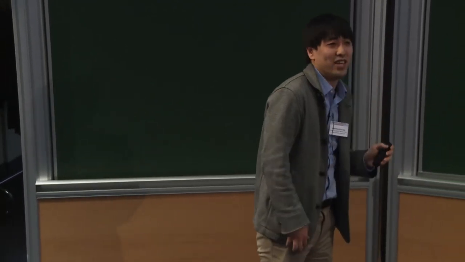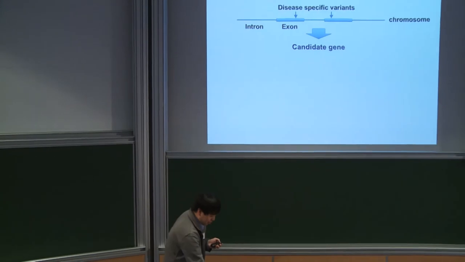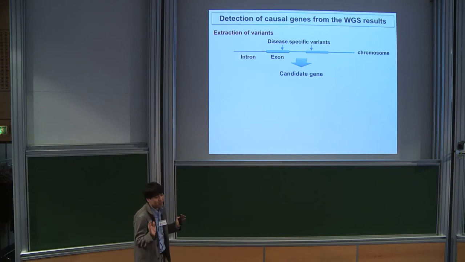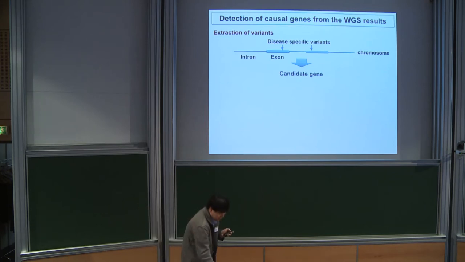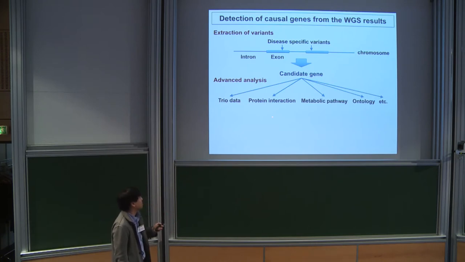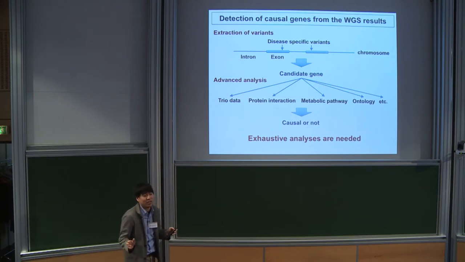This and the next slide show why detection of a causal gene is difficult. By searching the whole genome sequence, we can detect variants specific to a case. So we set this gene as a candidate, and then do advanced analysis such as trio data or family data, protein interaction, metabolic pathway, or ontology, by researching such information. And then we decide whether this candidate is causal or not.